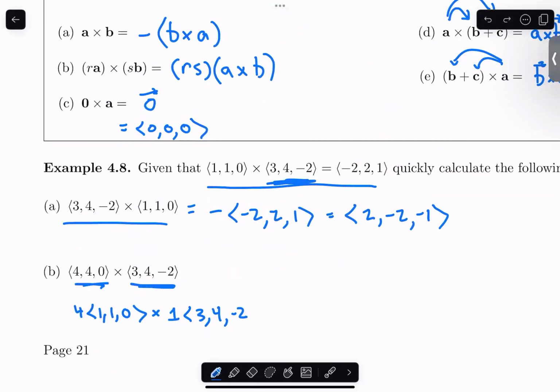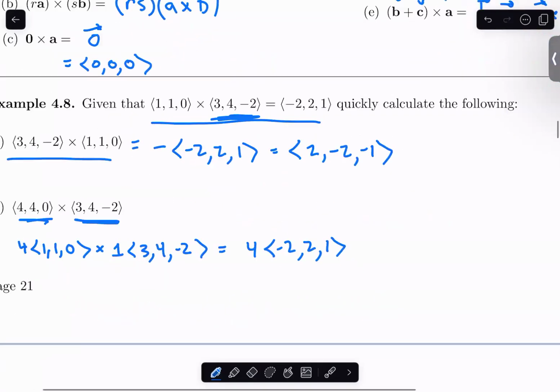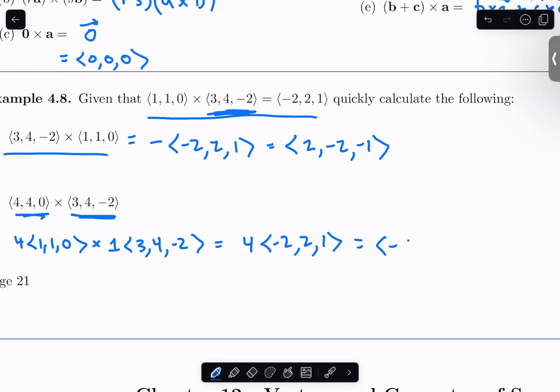And according to property B that we have here, with R times some vector, so in this case it's 4 times some vector, and then I do the cross product with some S, which happens to be 1 in this case, times my other vector, you can go ahead and take those scalars out in front, so this would be just 4 times 1, that would be 4, times the cross product. So my cross product, again, we already know is -2, +2, 1. And so if I'd like to simplify this, I could write this as -8, +8, 4.